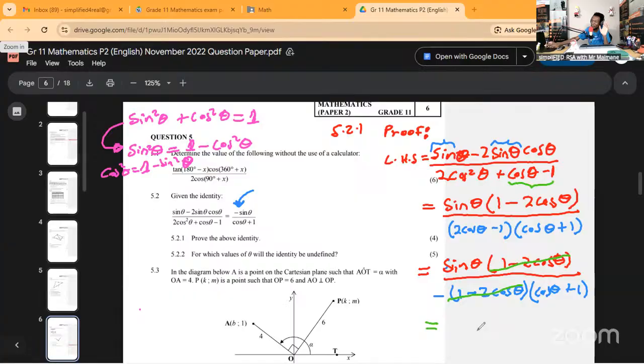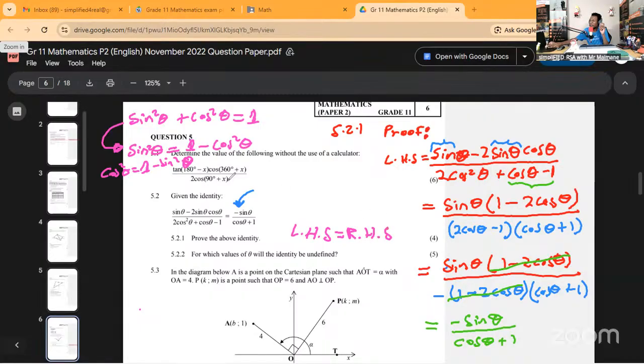But we're done, right? We're done from here, because that's your left-hand side, because your answer is going to be minus sine of theta over cos of theta plus 1. And then we have proved that the left-hand side is equal to the right-hand side.